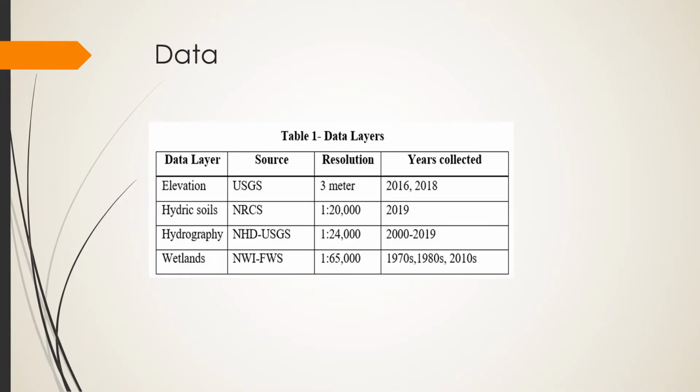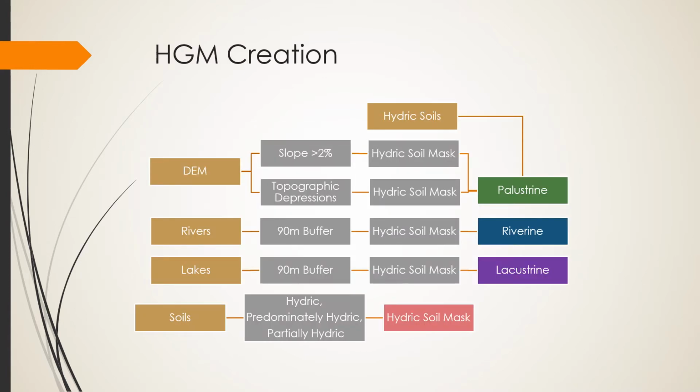Here's a list of the data sources that we used for this project. So we have elevation, hydric soils, and hydrography, all of which we used to create the HGM and the NWI wetlands to compare it against. So we want to compare the HGM to the Cowardin classification system, which from now on I'll refer to as the NWI for brevity, as that is the source of our data.